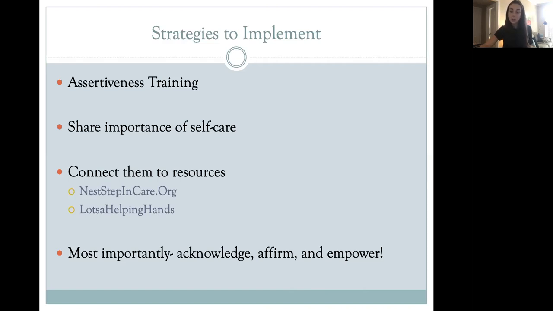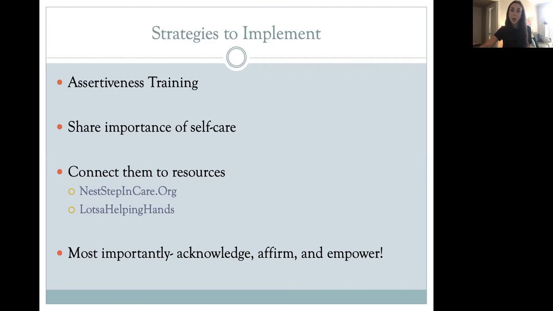We can connect them to resources. So as I was searching around and getting ready for this, I found some amazing resources. One is called nextstepincare.org. And on that website, it has an A to Z alphabet of just different phrases and words that a caregiver might encounter in a healthcare system, and gives a simple and quick explanation of those, and that's in 4 different languages.